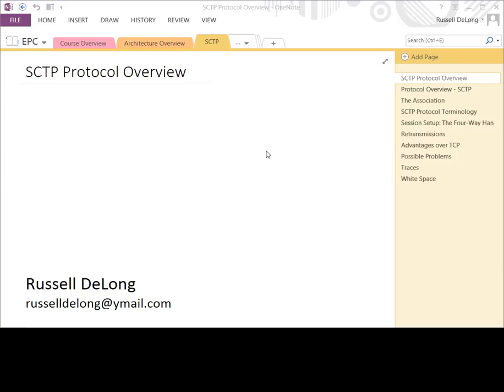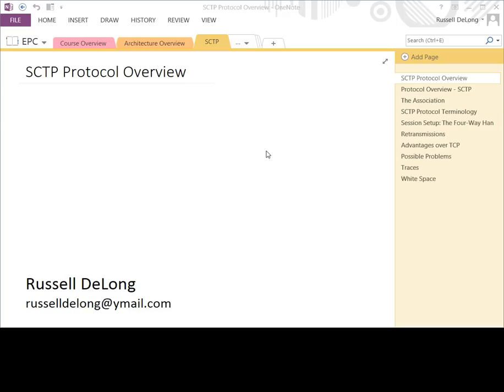My name is Russell D. Long and this is the SCTP protocol overview. SCTP, or Stream Control Transmission Protocol, is a connection-oriented transport layer protocol very similar in operation to TCP, or Transmission Control Protocol. Directly based off it, as a matter of fact.